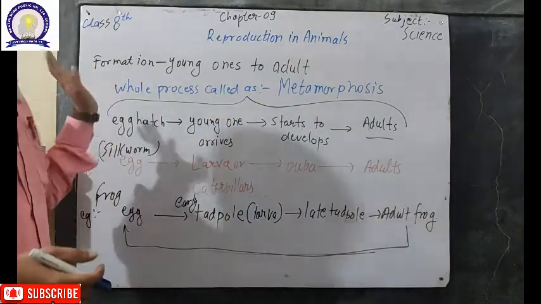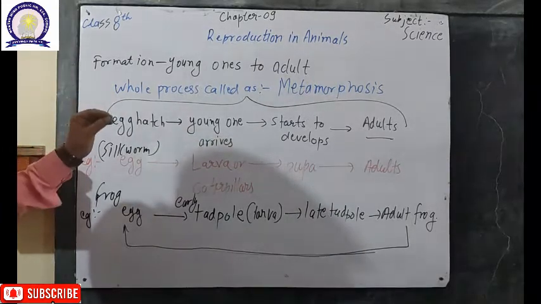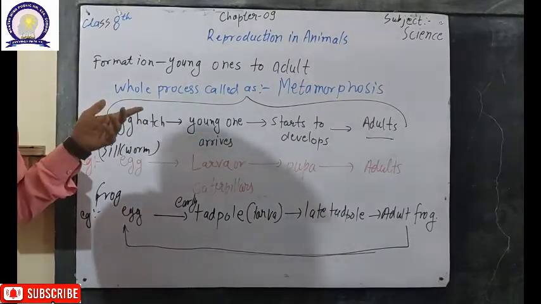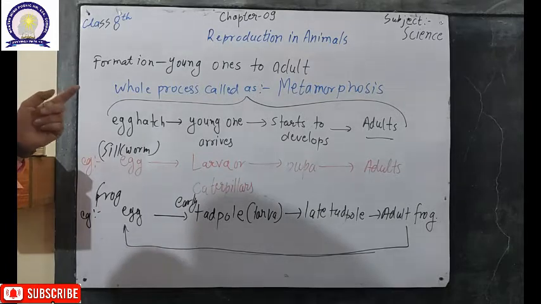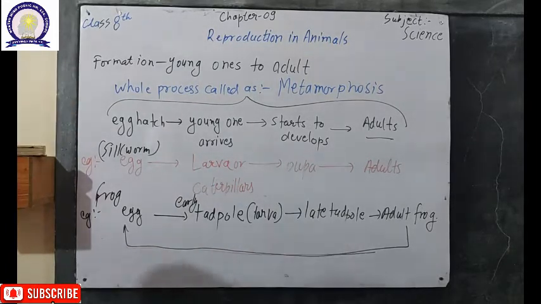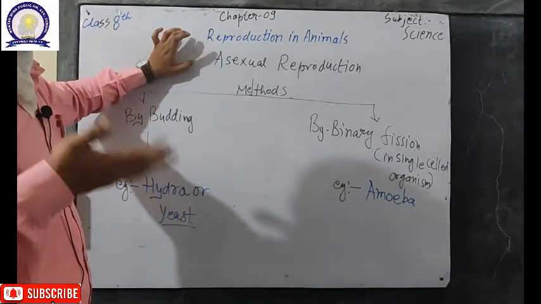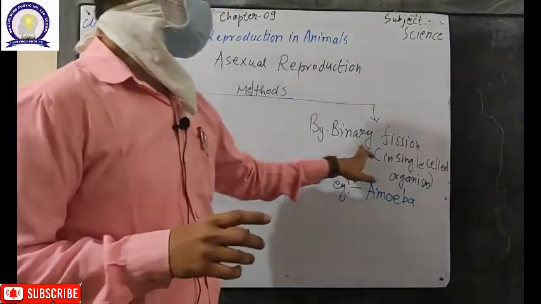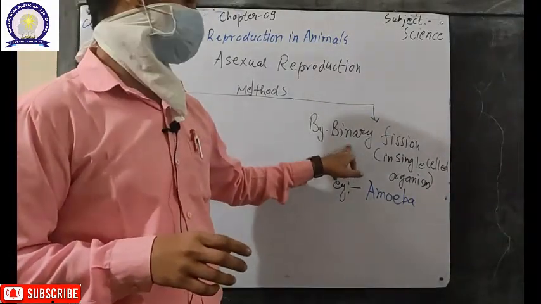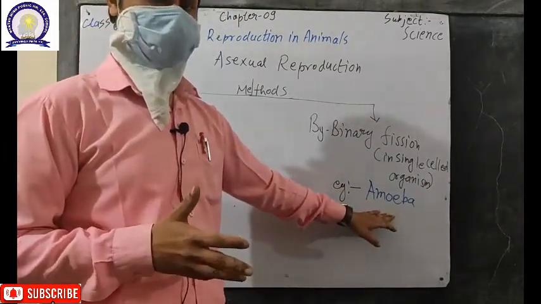Now this is the complete part on sexual reproduction in animals. In the further section we will discuss another method of reproduction, called asexual reproduction. There are two methods given in your book: first, budding, and second, binary fission. Binary fission mainly takes place in single-cell organisms, for example amoeba, which you already studied in chapter 8.